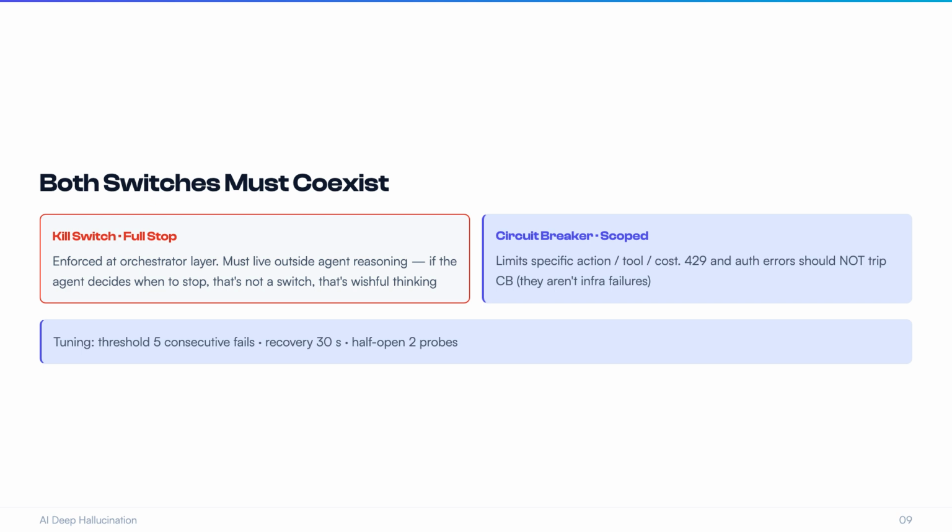Retry storms really burn money. One team had 5 retries times 10 agent iterations equals 50 retries and burned $83 overnight.